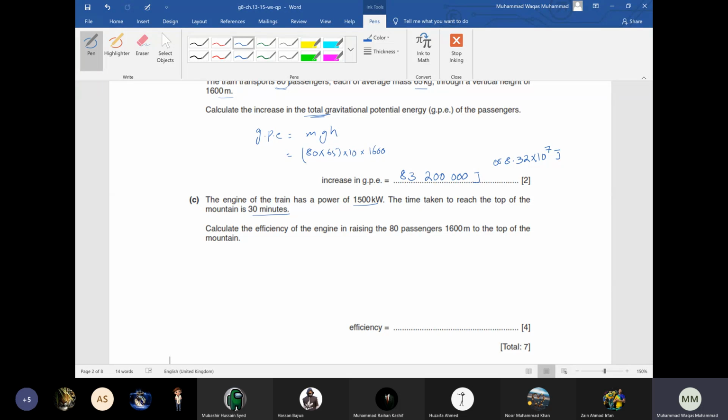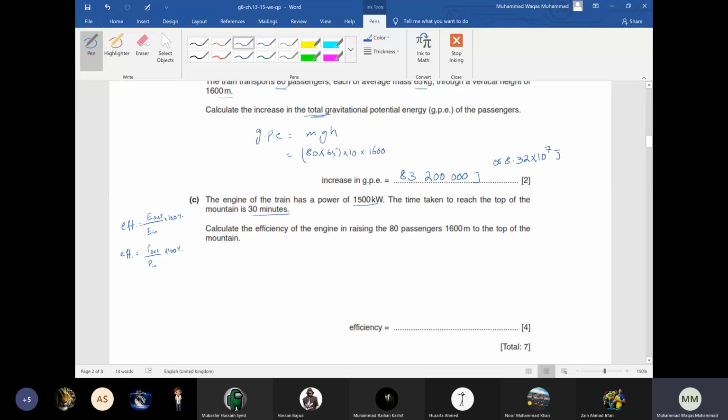Right, beta? If you remember, we have studied this formula for efficiency. Efficiency is equal to useful energy output over total energy input multiplied by 100%. Just to save time, I'm writing E out for useful energy output and E in for total energy input. We also discussed another formula, which is power output divided by power input multiplied by 100%. Here we can use any of these formulas.